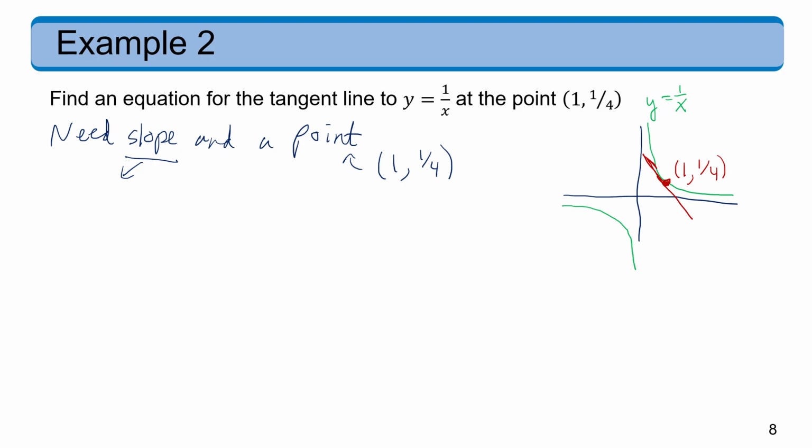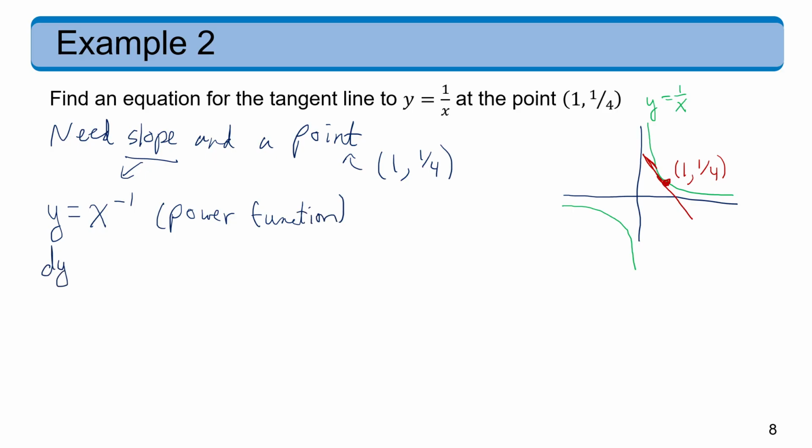So we need to find dy/dx. Now the function is 1/x. So we just saw an example similar to this. If we rewrite that using a negative exponent, it would look like x to the -1. And we recognize this as a power function. And so we can use the power rule to find its derivative.